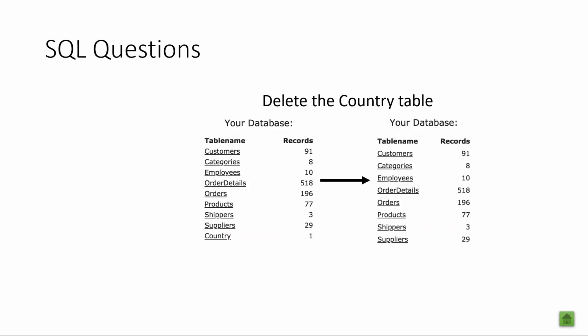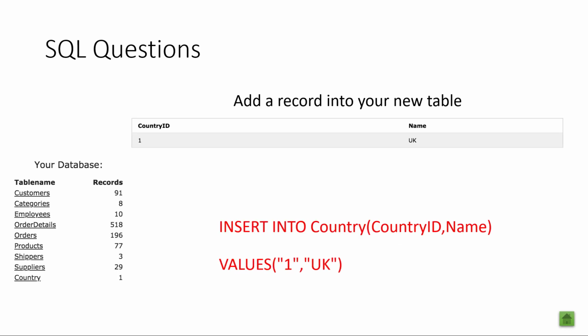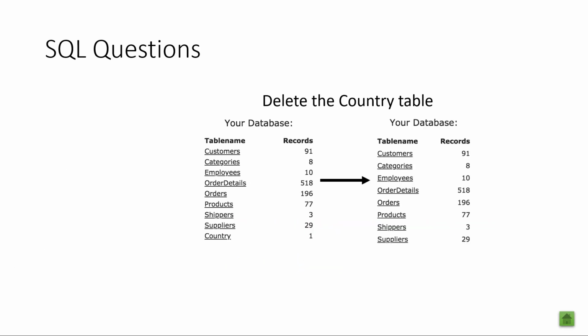Right. Add a record into your new table that you've created. Oh, go back. And that's it. Okay. Delete the whole country table. You can just use drop. So whatever the table is called, country, you just drop table followed by the name. So drop table country.